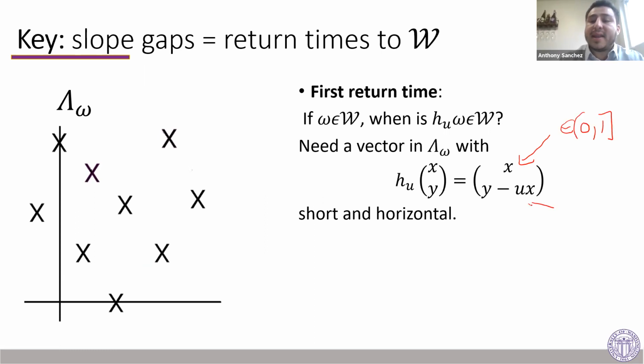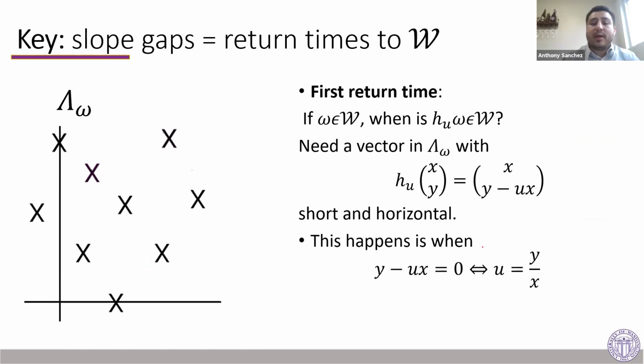And horizontal means that I need this to equal 0. So in order for this to equal 0, I realize that I need to flow by a slope. The amount of time I need to flow by is the slope of a saddle connection, right? So if I want the first return time, the slope that I'm looking for is the smallest positive slope here. So if this is 1 and this is 0, in order to come back to W, I need a vector to land inside of this interval here.